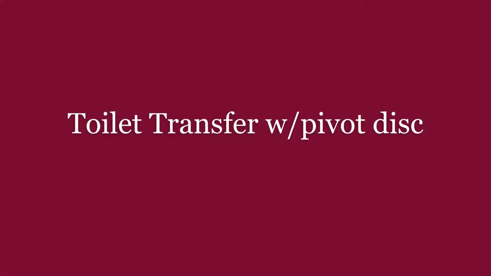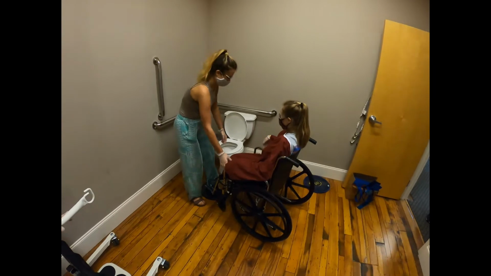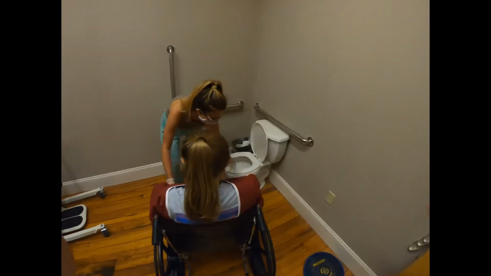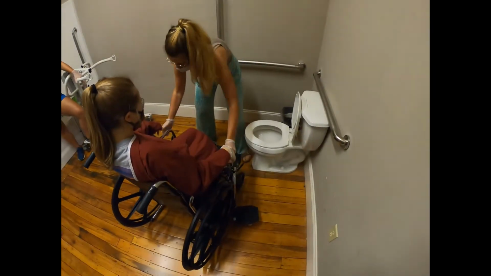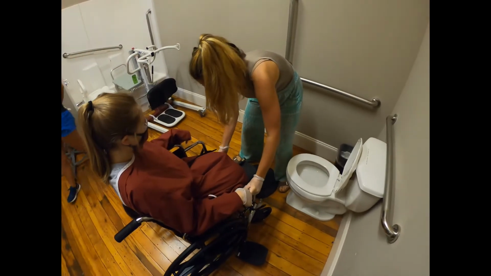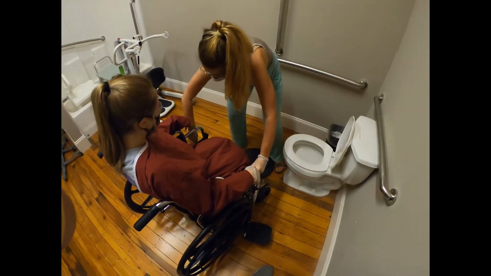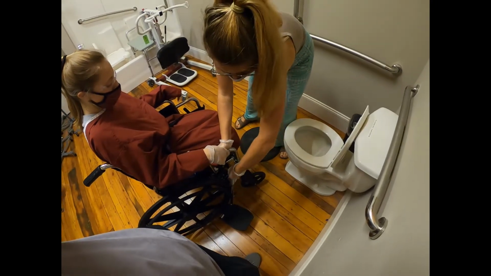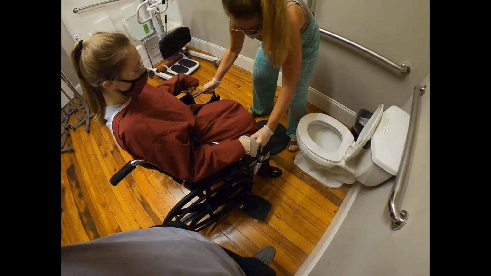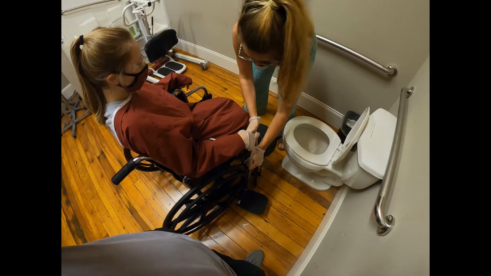Performing a toilet transfer with a pivot disc, make sure that the gait belt of your loved one is placed securely and position the wheelchair as close as you can to the toilet. Lock the wheelchair brakes and remove both leg rests and the arm rest on the side that you are transferring to. Make sure that your loved one's feet are in firm contact with the pivot disc and communicate with them so that the transfer is safe and coordinated.